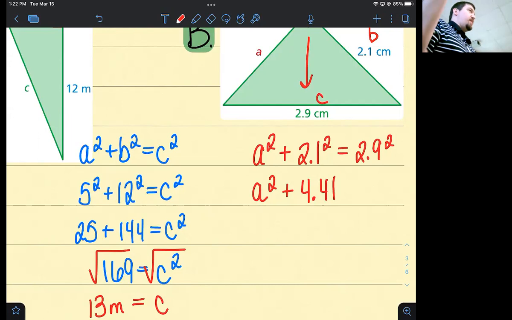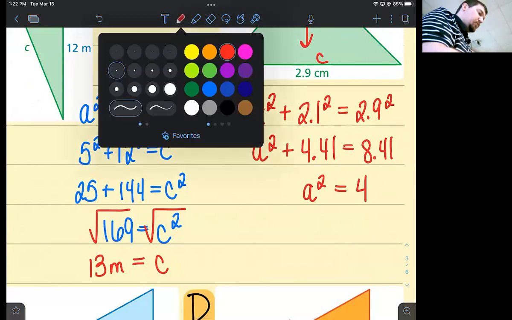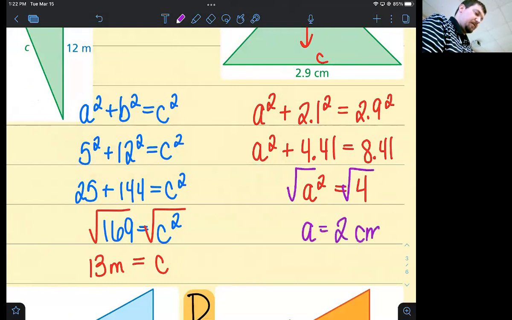Now, I didn't have you go up to 29. So what's 2.9 squared? I don't expect anyone to know this off the top of their head. Brady? 8.41. All right. So we then subtract the 4.41 over to the other side. 8.41 minus 4.41 is just 4. I didn't write the subtraction down. I hope you can follow along with that. And we are now going to square root both sides again. And what is the square root of 4? 2. It is 2. So A is 2 centimeters.